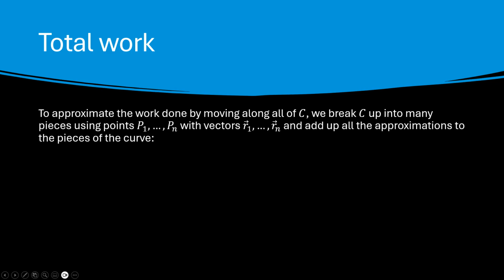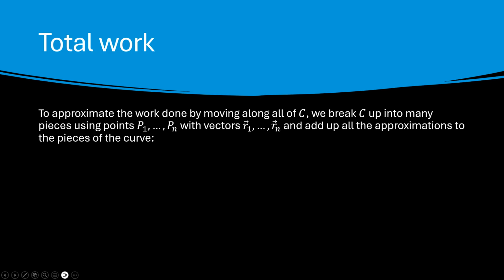Now, obviously, we want the total work. We don't want to just be able to move between 2 points that are close together. We need to still be able to move along the entire curve. So what we're going to do is take that curve and break it up into a bunch of little pieces using, say, n points here, where n can be some large number. And then each of those points comes with a vector from the origin to the point. And so the entire curve will be broken up by P1 to Pn. That'll partition the curve up into pieces.